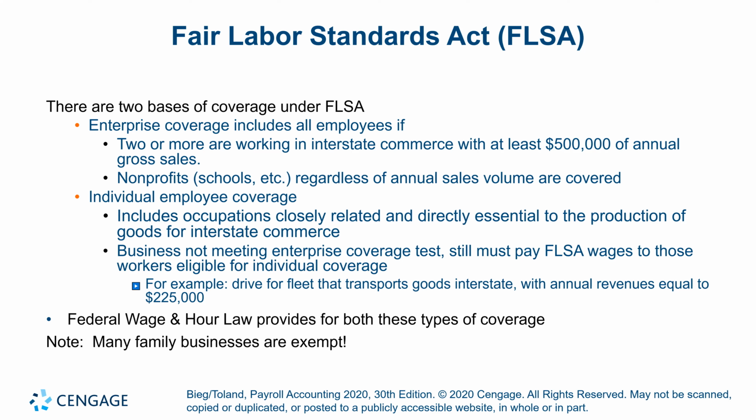And then nonprofits, and the nonprofits could include hospitals, nursing homes, institutions for the mentally ill, schools for mentally or physically handicapped or gifted children, preschools, elementary, secondary schools, institutes of higher education, public agencies. So in these nonprofit examples, even if annual sales fall below $500,000, they are still covered under the Fair Labor Standards Act.